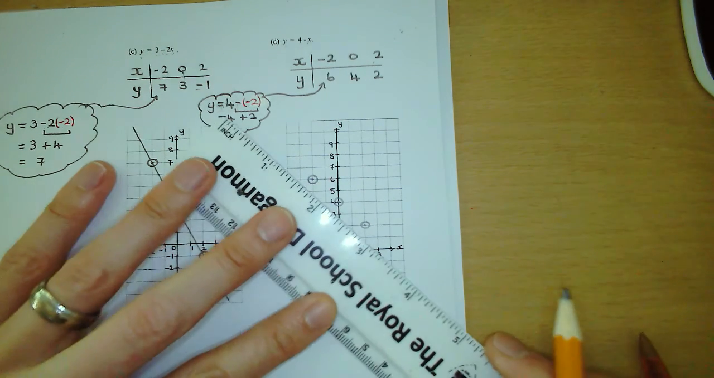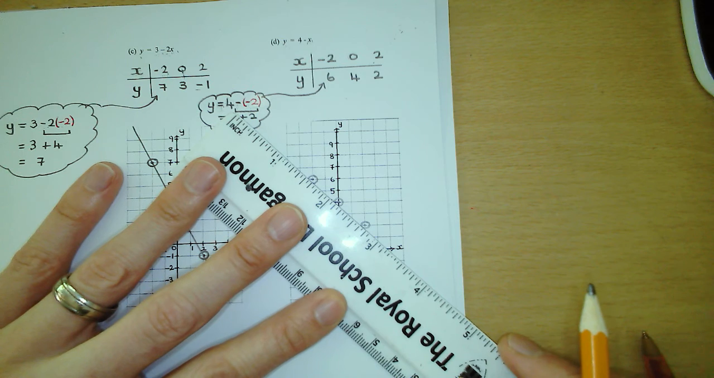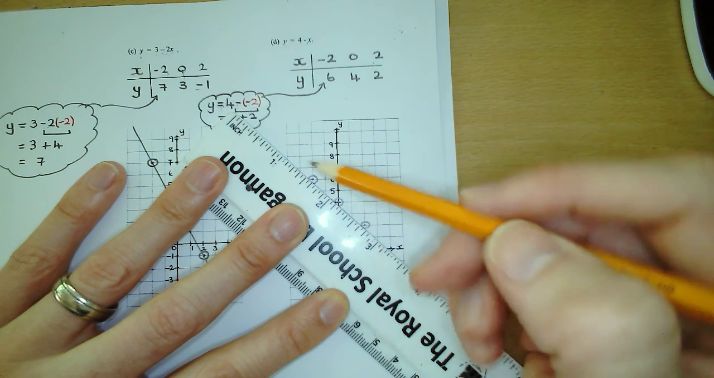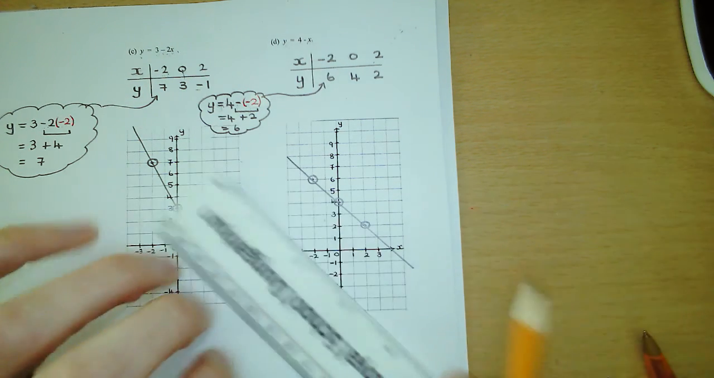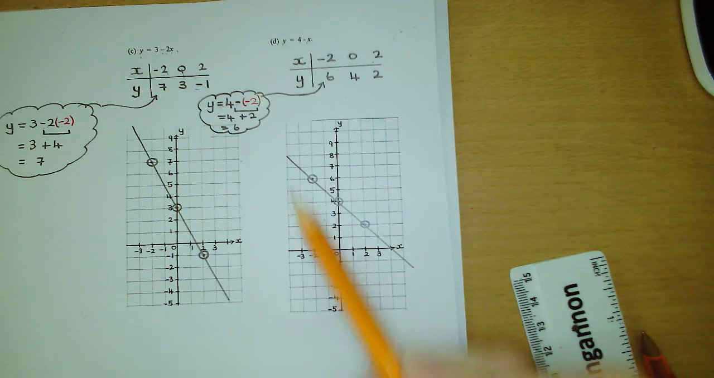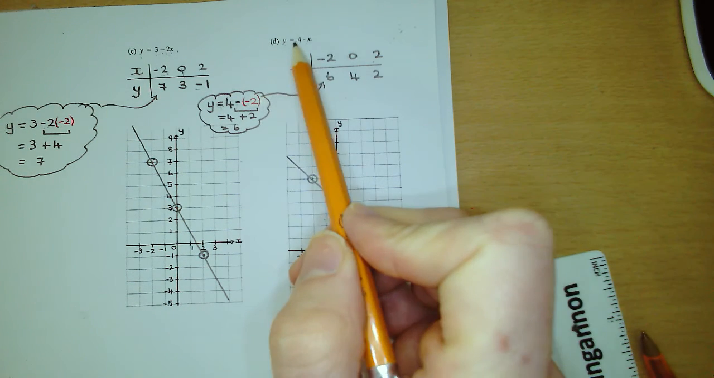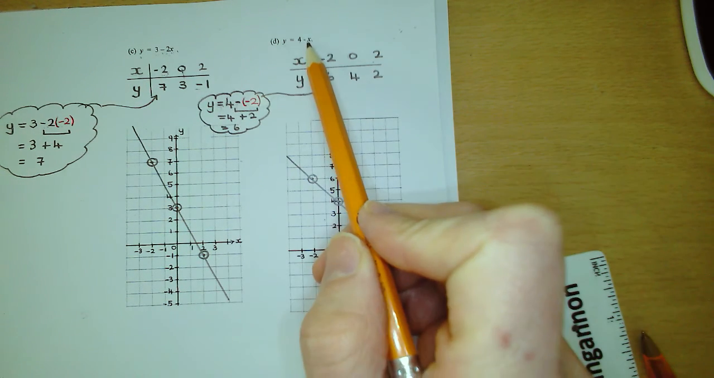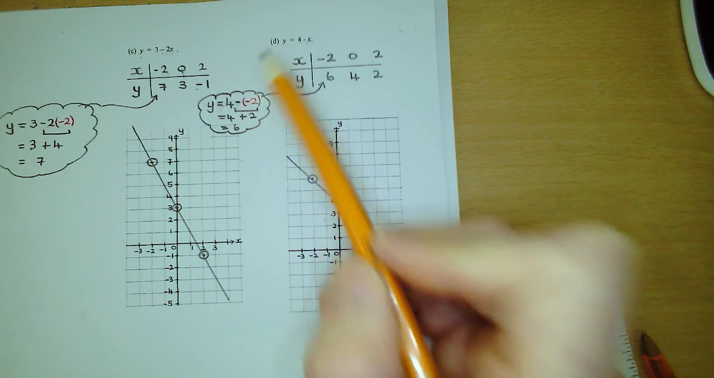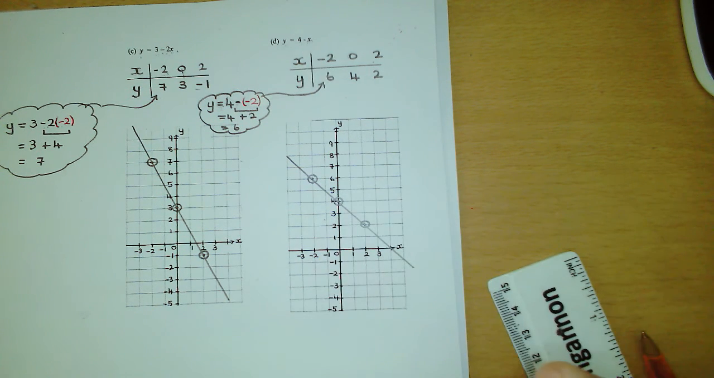So again, we take a ruler and sharp pencil and make sure we're ruling a lovely straight line through them and beyond. And that will be the straight line that represents the equation 4 minus x. Again, the line is sloping down because the coefficient of x is negative. If the coefficient of x was positive, then the line would be sloping up.